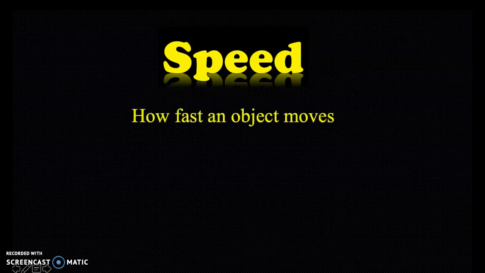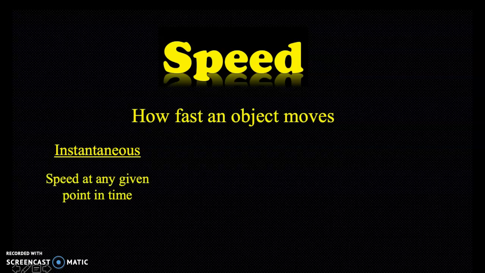Speed is how fast an object moves. We all know what speed is, kind of a silly question, but that is what speed is. Now, there are different types of speed. There is what is called instantaneous speed. This is the speed at any given point in time. If you're driving in your car and you look at your speedometer, it's going to say, let's say, 55 miles per hour. That is your instantaneous speed.